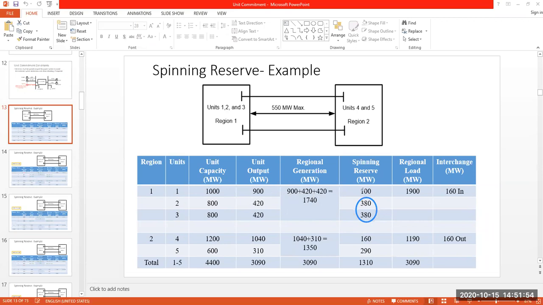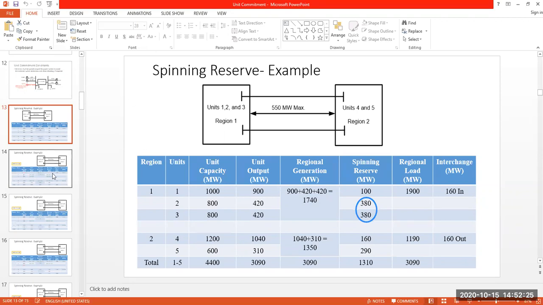So 100 is still missing. Remember, unit 1 is missing. So 100 I don't have actually. So 760 I will get, but I have to satisfy 900. So I have to take help from region 2 of about 900 minus the summation of these two. So that is 140. So let's say I take 140 from this. In this way, I can satisfy the demand. This is one solution, but there could be other solutions, of course.